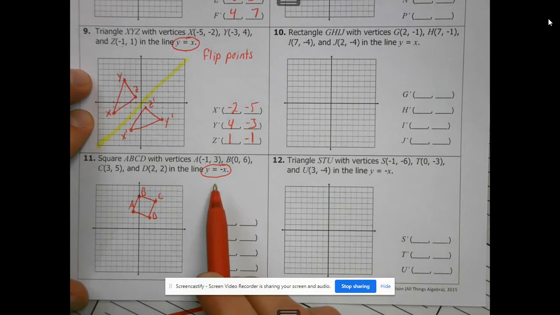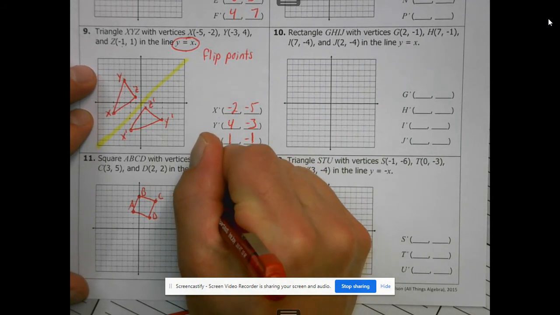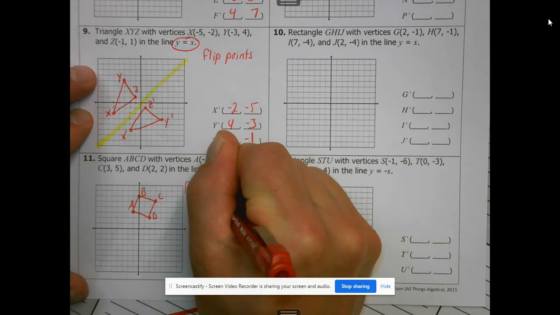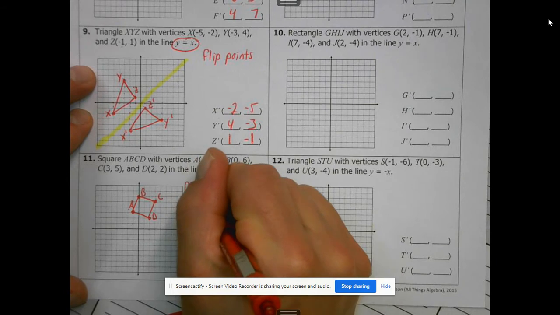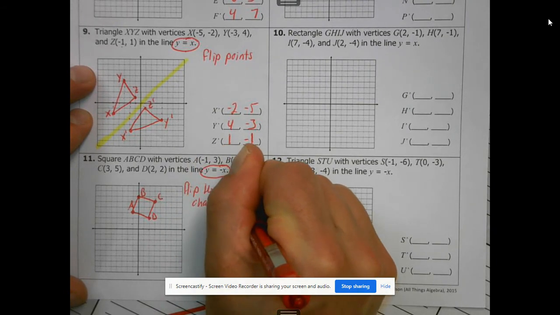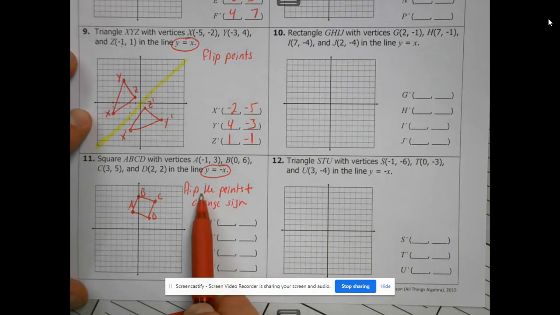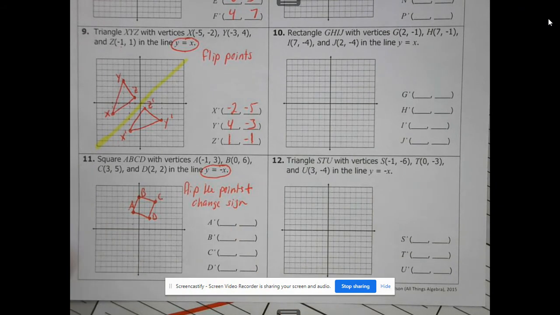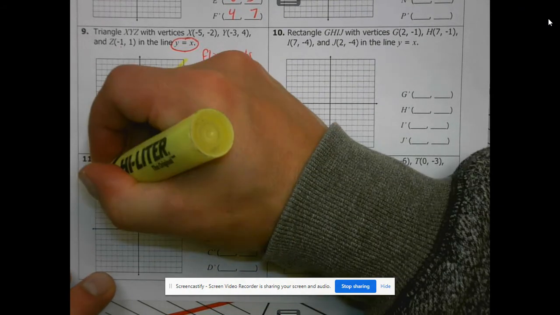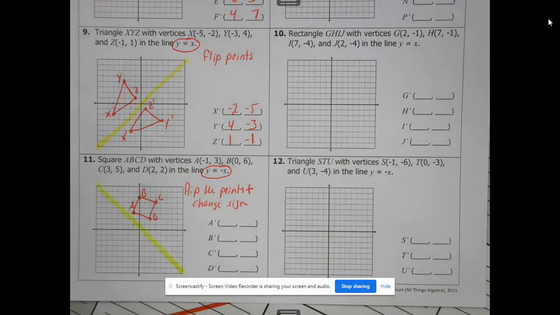So for this guy, we have to do two things. We have to flip the points, just like y equals x, and we have to change the sign. Make sure you write these in your notes, some little clues for you. So for the line y equals -x, you have to flip the points and change the sign. And this line of reflection is going to go down to the right. So my image should be somewhere in this area right here.